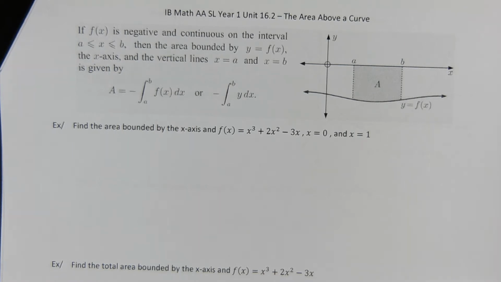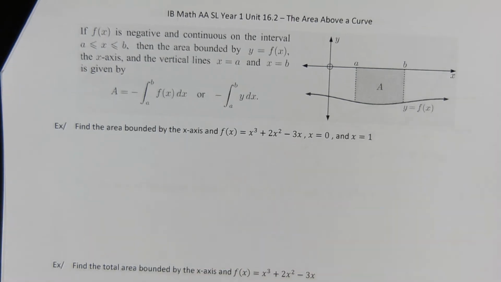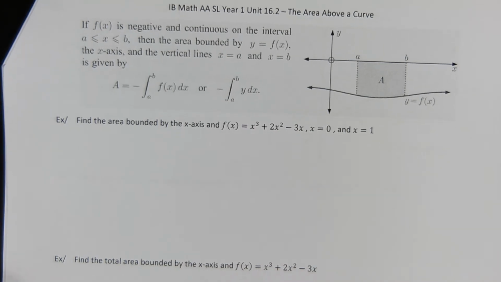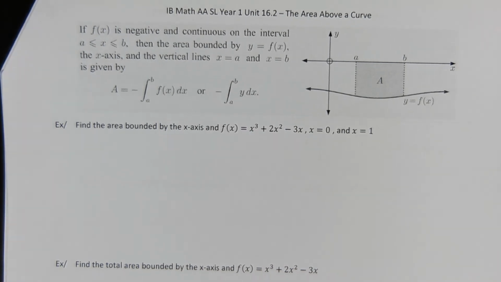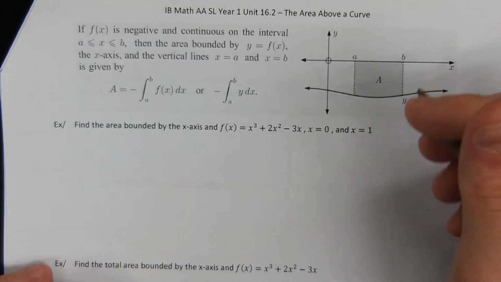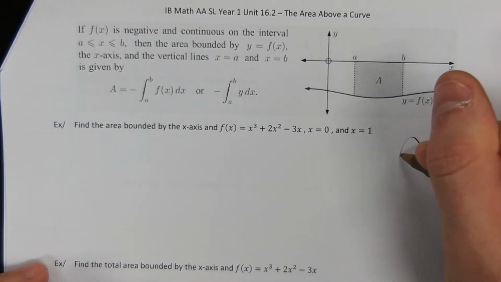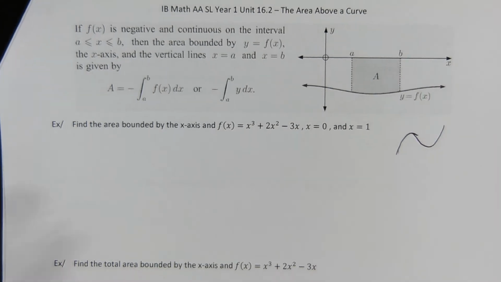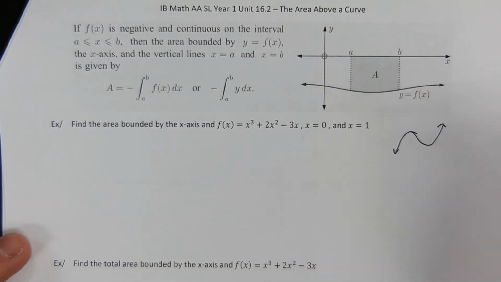So the first question says find the area that is bounded by, instead of saying the area under the curve, we can say find the area that is bounded by the x-axis and this polynomial. Well, I can see that this is a cubic, and I can see that the front of this cubic is positive. That tells me it's shaped like this, generally speaking. So the only way that we could figure out the area that is bounded by this curve and the x-axis is if we knew where this curve intersected the x-axis.